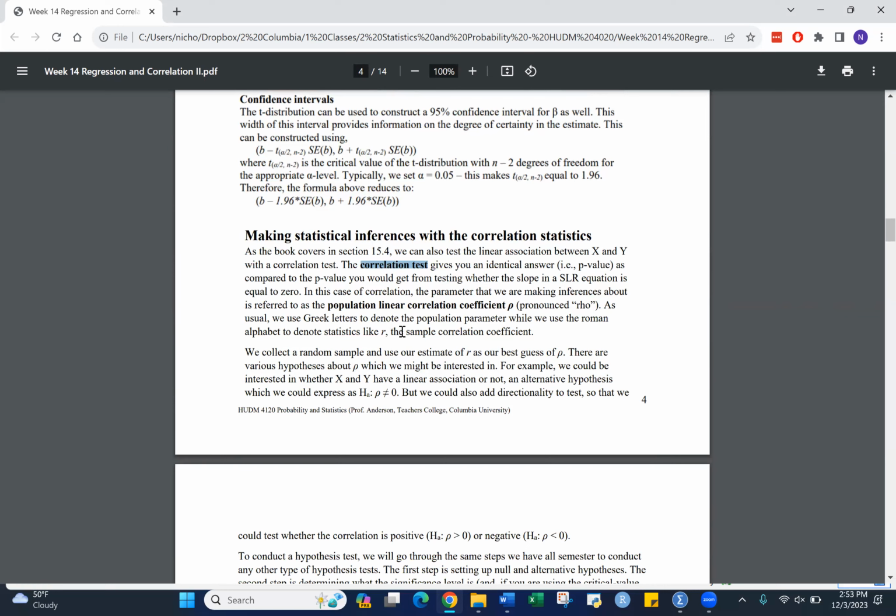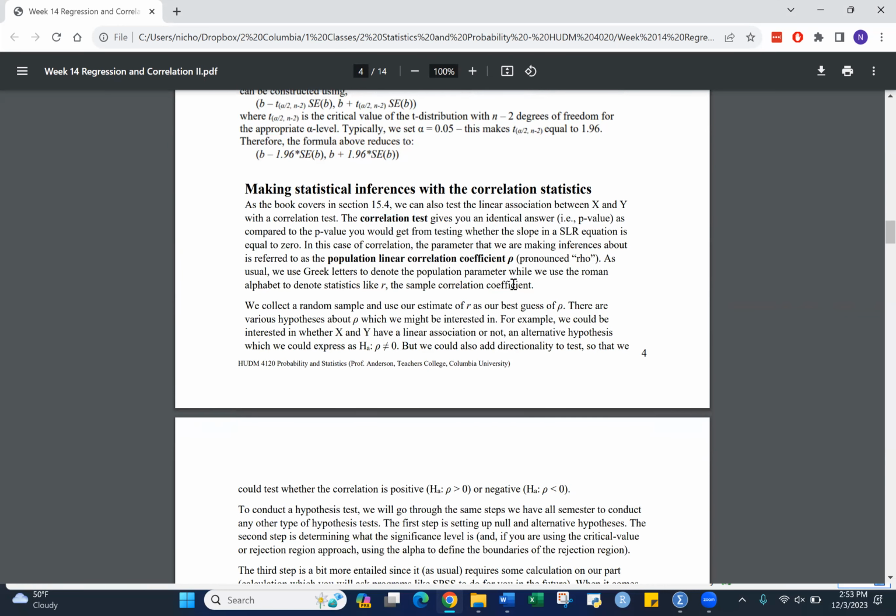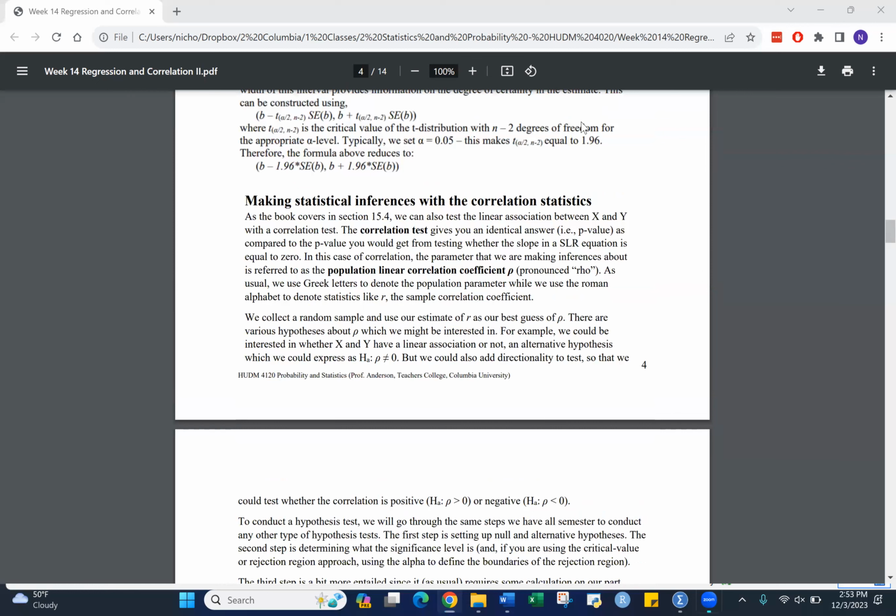When it comes to testing linear association between X and Y, go to the correlation test. So just as we've been talking about, the correlation is a statistic. By definition, statistics means you've gotten a random sample and you've calculated some number. Little r is an estimate of the parameter rho, which looks like a little p. And so we want to make inferences in the case of the correlation statistic about this parameter rho.